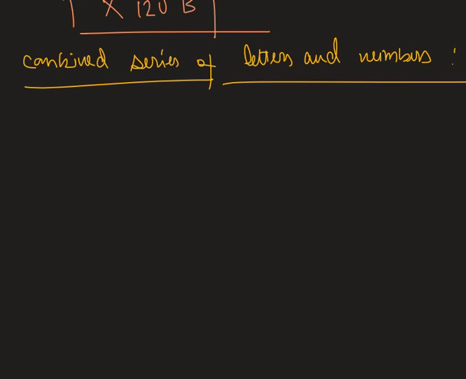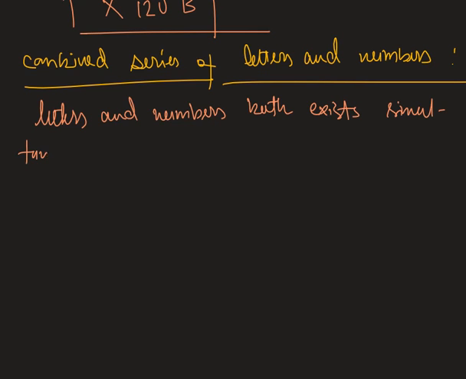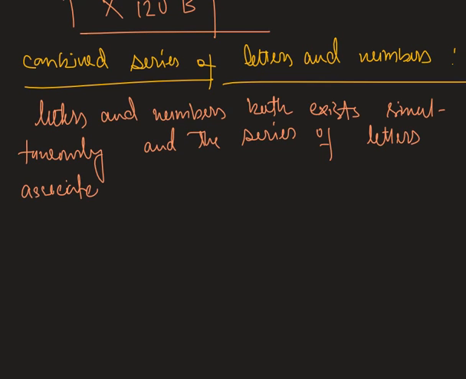In this type of series, letters and numbers both exist simultaneously, and the series of letters is associated with the series of numbers in a particular manner.